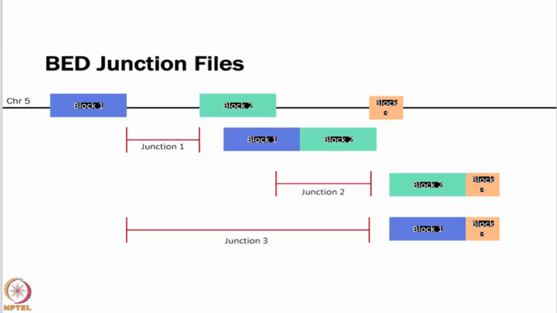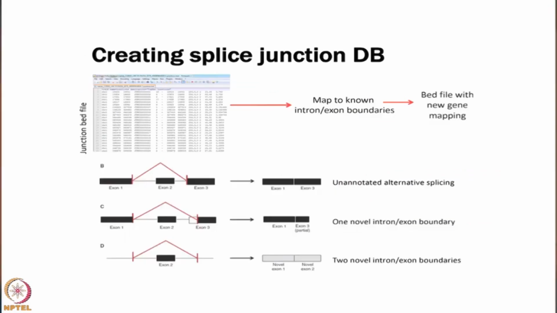And the junction files: if you run RNA-seq on the sample, the junction files will just indicate where the boundaries between the exons that are spliced together are. If block 1 and 2 are spliced together, you'll have a junction read here. If block 2 and 3 are spliced together, you'll have a junction read here. If exon 1 and 3 are spliced together, so on and so forth. You'll see how these junctions are visualized in IGV, and hopefully it will be clear.